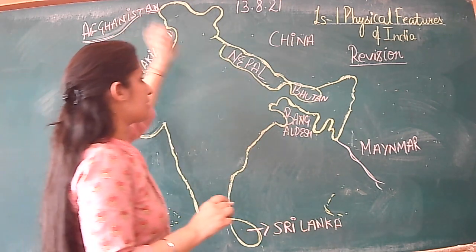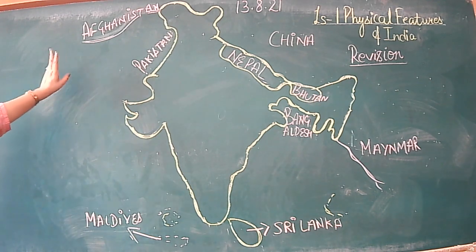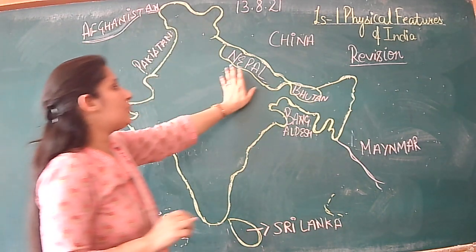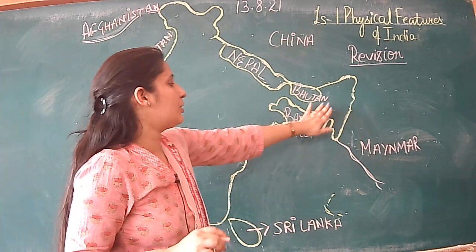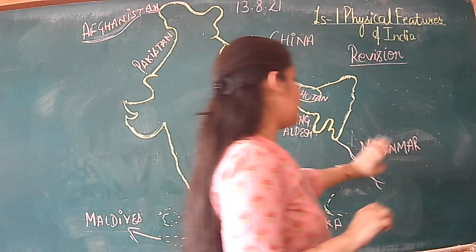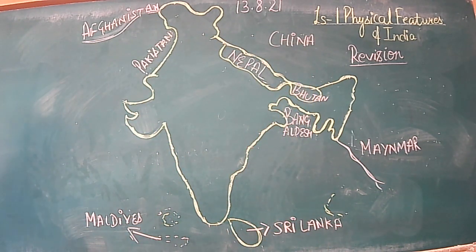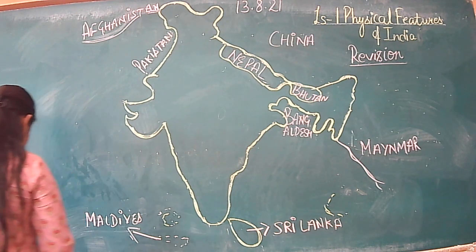Pakistan, Afghanistan. That's in the which direction? Yes, that's in the west direction. In the north we have China, Nepal and Bhutan. Whereas in the east direction we have Bangladesh and Myanmar. These are the neighboring countries. These are our neighboring countries.